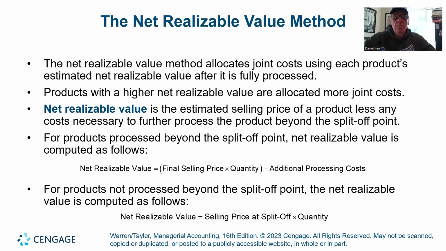Now, there are some products where we have a choice. We could process them further, or we could say, hey, wait a minute, it doesn't make a lot of sense to process them further. We'd actually do better to sell them at split off. If that's the case, then the net realizable value would simply be the selling price at split off multiplied by the quantity. And you'll see in the example that sometimes we have to do two computations. We've got to compare what the net realizable value would be if we processed it further, as opposed to the net realizable value if we decided just to sell it at split off, and we'll take the larger of the two to figure out how to allocate the joint costs.